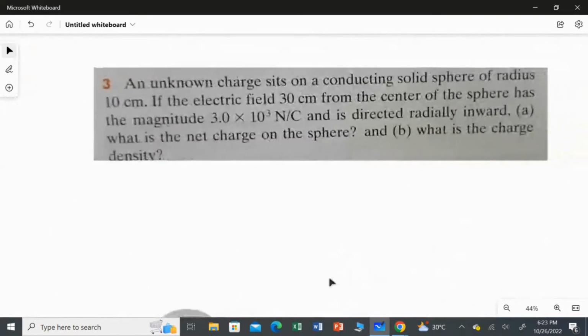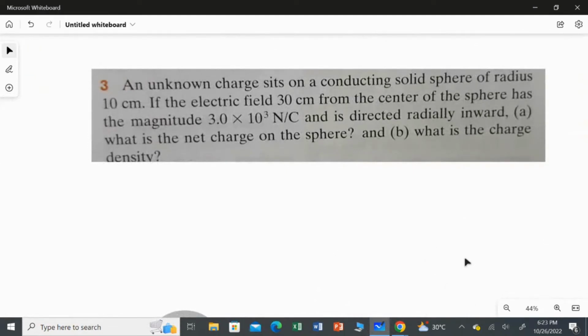Read the questions very carefully. An unknown charge sits on the solid conducting sphere of radius 10 centimeter. So you have a solid conducting sphere. What is the meaning of solid conducting sphere? Whenever the material is conducting, the charges will be sitting on the surface of the sphere. So here they mention the sphere is a conducting sphere, so the charge should sit on the surface. And this sphere has a radius.